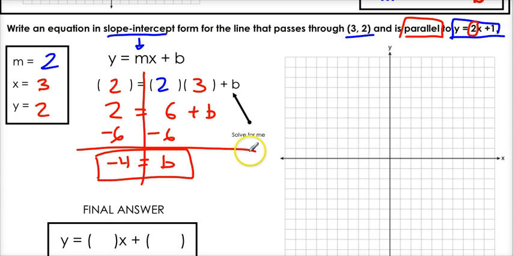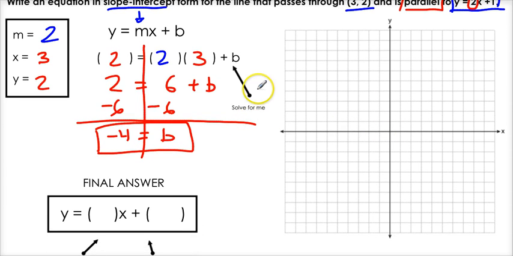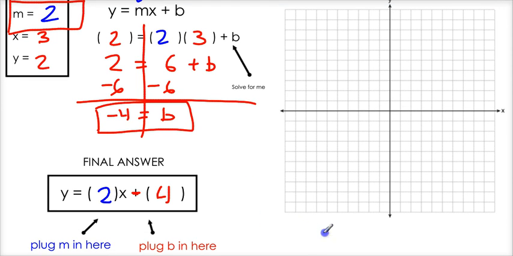Look at that. That worked out so well. I'm proud of us. So now we just have to plug in our important information. We know the slope has to be 2 for it to be parallel, and we need a y-intercept of -4. So we just plug that in. Y equals 2x minus 4. And that's our equation. Y equals 2x minus 4.